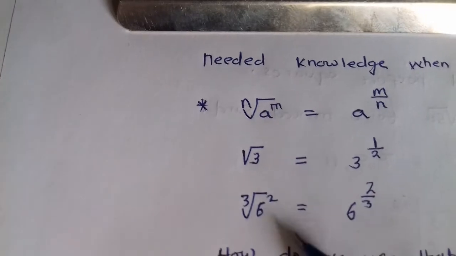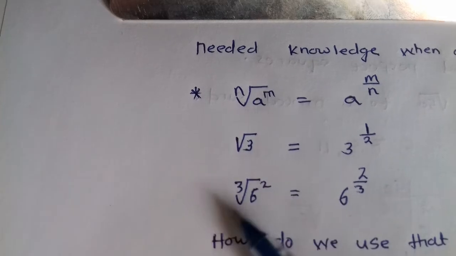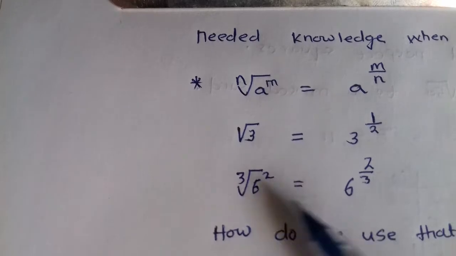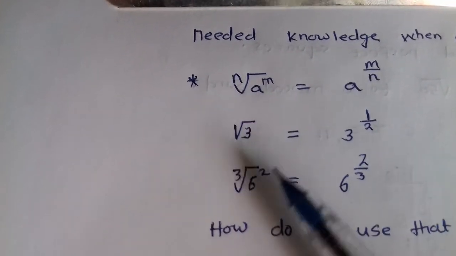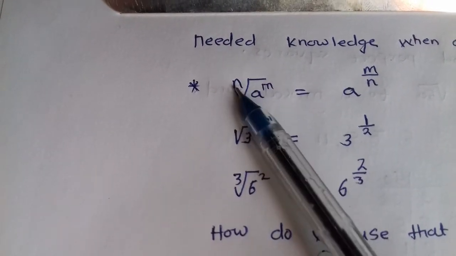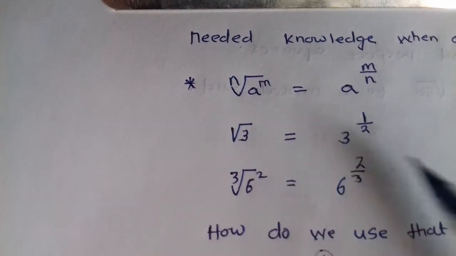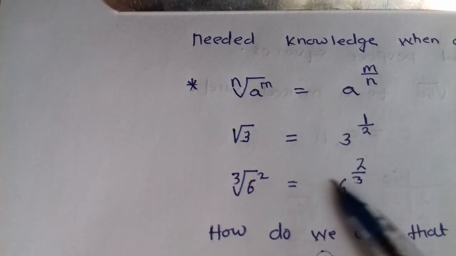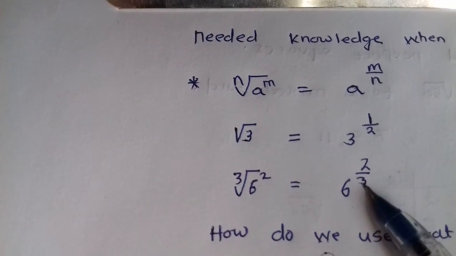Let's look at another example. The square root of 6 to the power 2, this can be written as an exponent, okay? So this 6 remains 6, just like this one here, okay? And we have 3. This 3, in this case, it is n. So where there's n, we are putting 3, and this power goes as the numerator of the power of this base here. So this becomes 6 to the power 2 over 3.